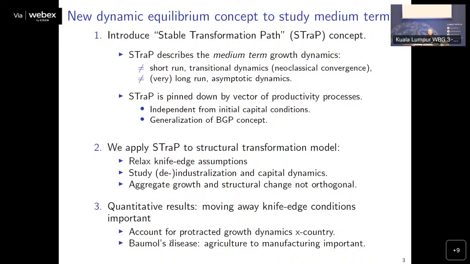So just as a clarification, now the quest is not to be able to match a balanced growth path. Is that right? We're going to completely abandon that.